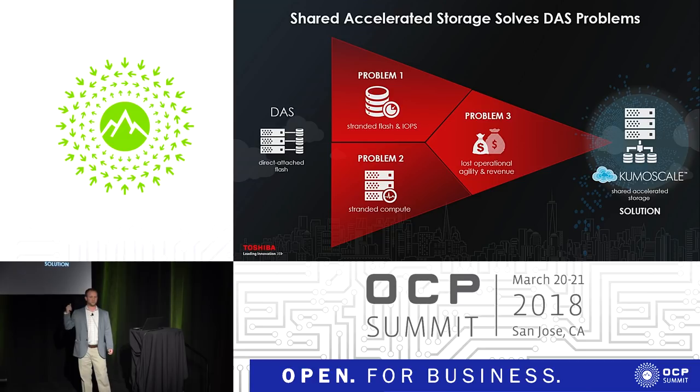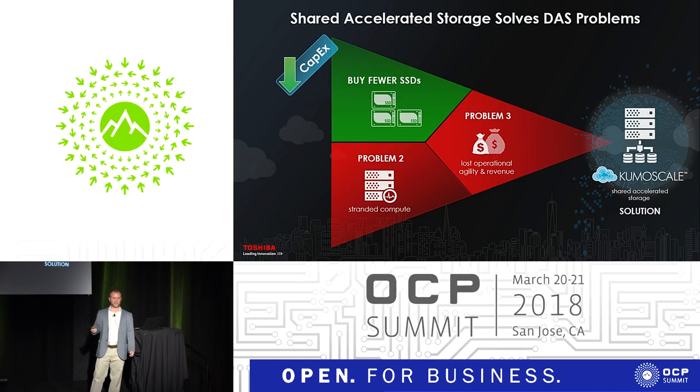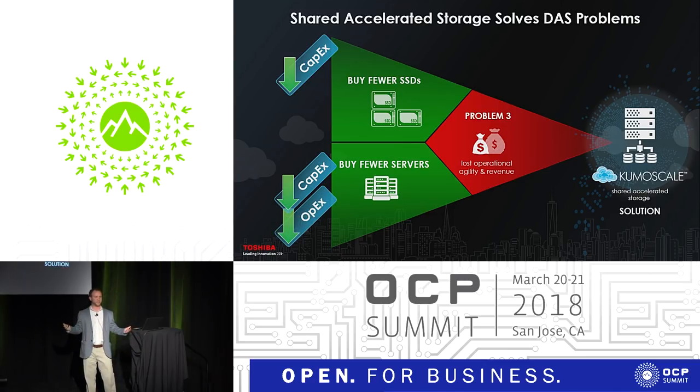So what's the solution? Kumo Scale, which we're introducing, is our shared accelerated storage solution. I'm going to tell you a little more about it on the next slide, but basically it installs on the storage node to provide these services. When you solve the problem, you can reduce your CapEx by buying fewer SSDs. And of course, we're selling SSDs, but the truth is we still can't make enough to satisfy all the demand.